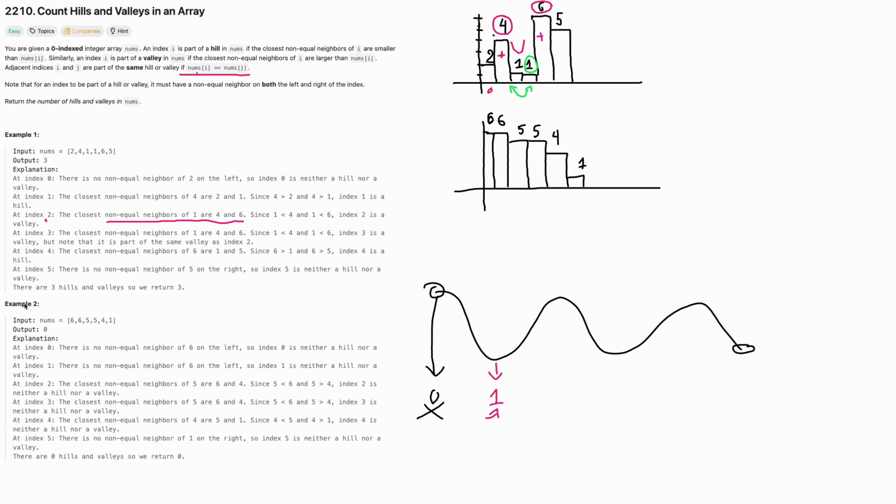We can also take a look at example 2. Here all of the values increase and then decrease, so there is no hill or valley. So we can safely return 0 in this case, because we have no V shape here, so there is no hill or valley.